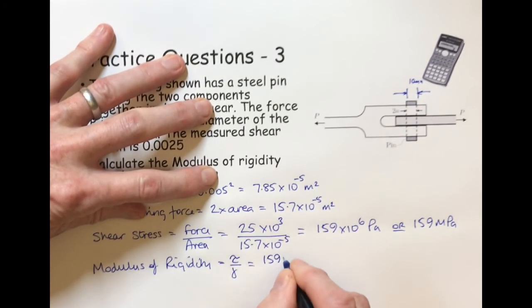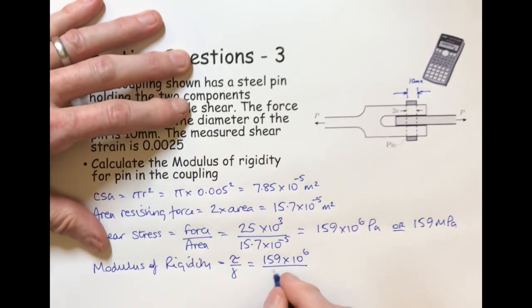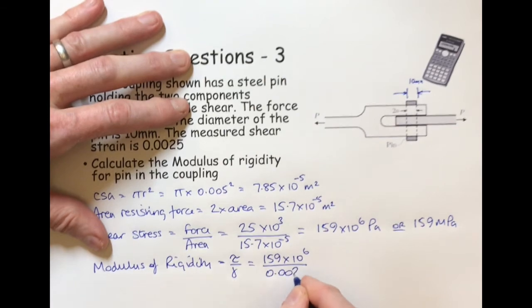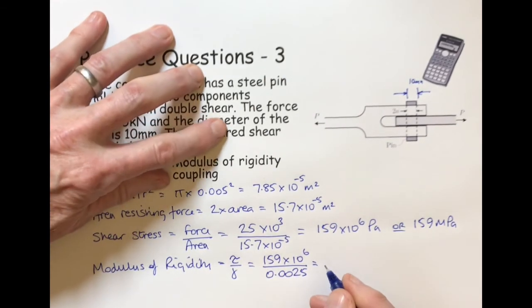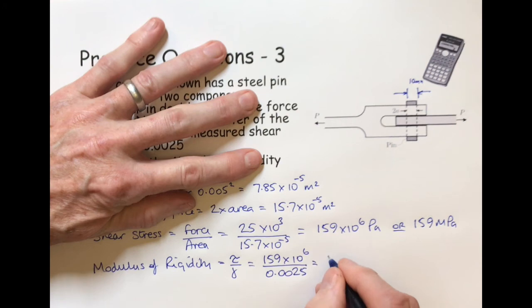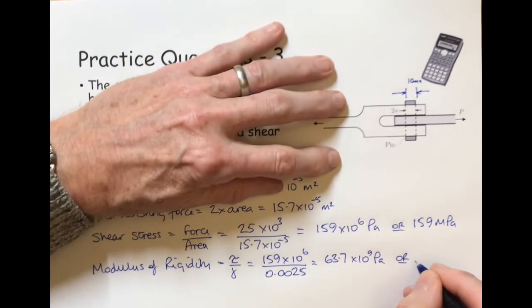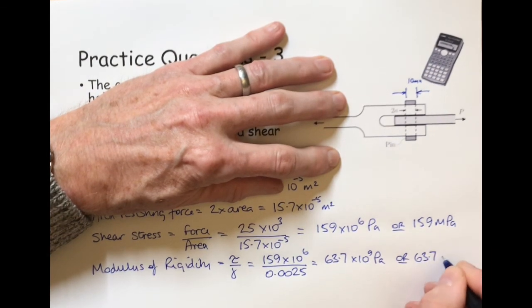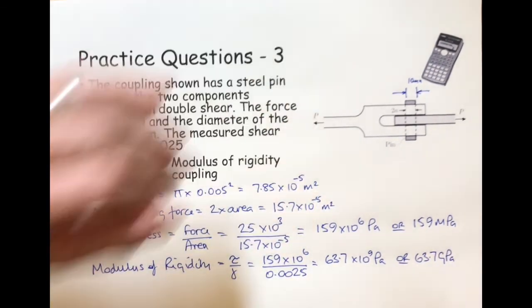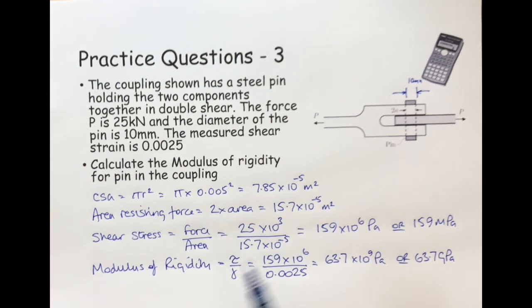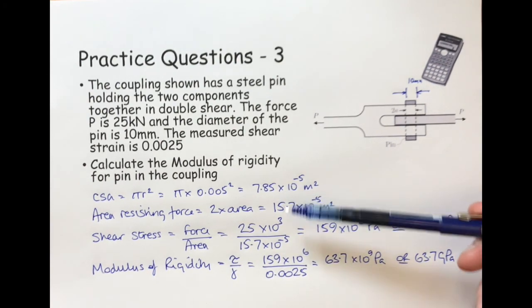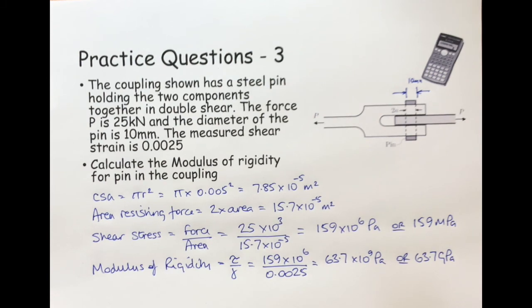159 times 10 to the power of 6 divided by 0.0025 gives us a final answer of 63.7 times 10 to the power of 9 pascals, or 63.7 gigapascals. So there we go, quite straightforward if you break it down into little chunks and write it out very clearly to explain what you're doing.